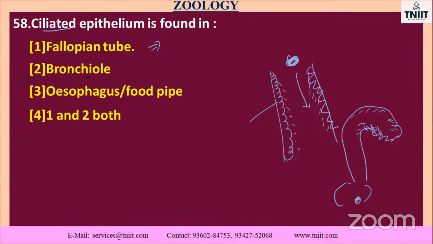And bronchioles, yes, it is also present in the bronchioles. But the esophagus and food pipe will not contain ciliated epithelium cells. So first and second only. So the fourth option is the correct one. This one is the wrong one. Okay. Go to the next one.